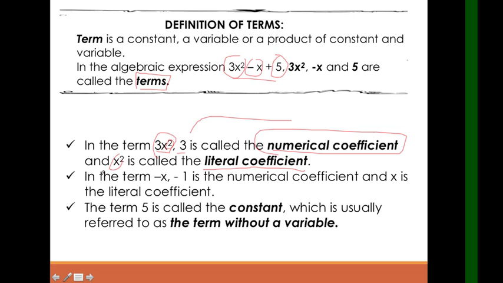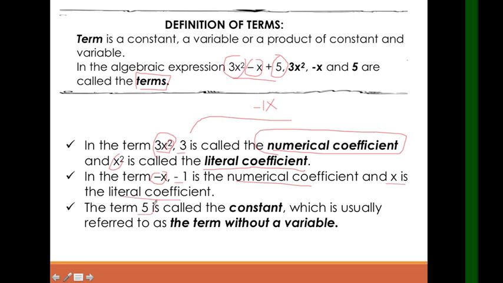Okay? In the term negative x, negative 1, kasi yung negative x, meron siyang 1, di ba? Di ba meron tayong negative x? Pero may 1 yan. Pero hindi natin nilalagay. Pero consider siya na may 1. Okay. So, yung negative 1, siya yung numerical coefficient. Then, yung x, siya yung literal coefficient.